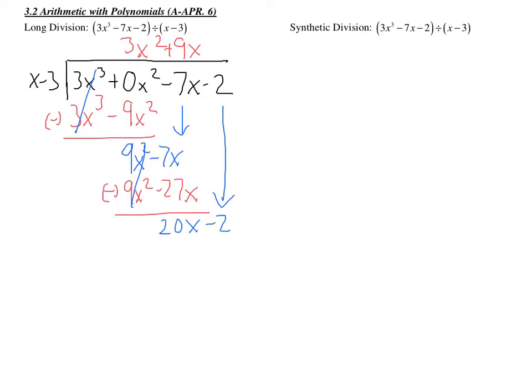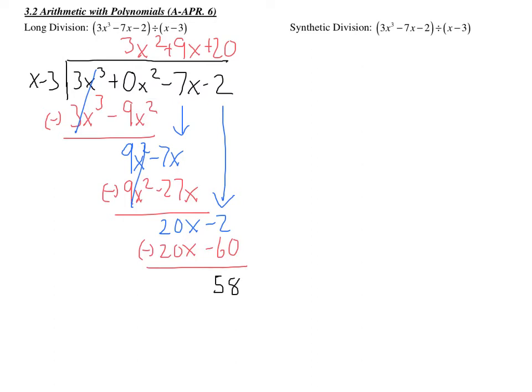Now, what times x gives you 20x? Hopefully you can see that would be a positive 20. Again, all the numbers are in this column, x is in this column, and so forth, so that they line up. When I multiply that in, 20 times x is 20x, and 20 times negative 3 is negative 60. And I'm going to subtract down. Once again, this is very repetitious. And then negative 2 minus negative 60 is a positive 58.